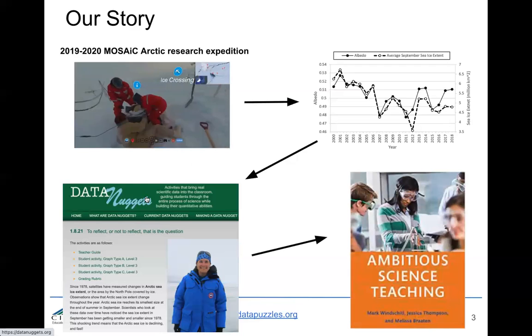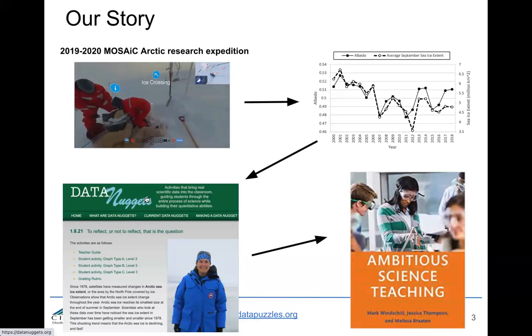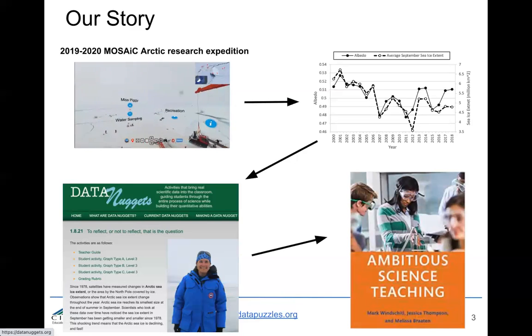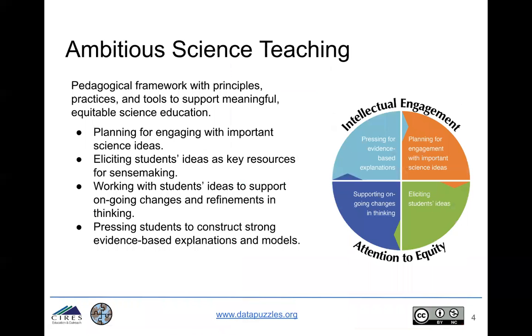So some of you, I can already see in the chat, you're familiar with ambitious science teaching, what these pedagogical moves are. Some of you may be new to that. So we'll start there. Ambitious science teaching. This is a pedagogical framework with principles, practices, and tools to support meaningful and equitable science education.